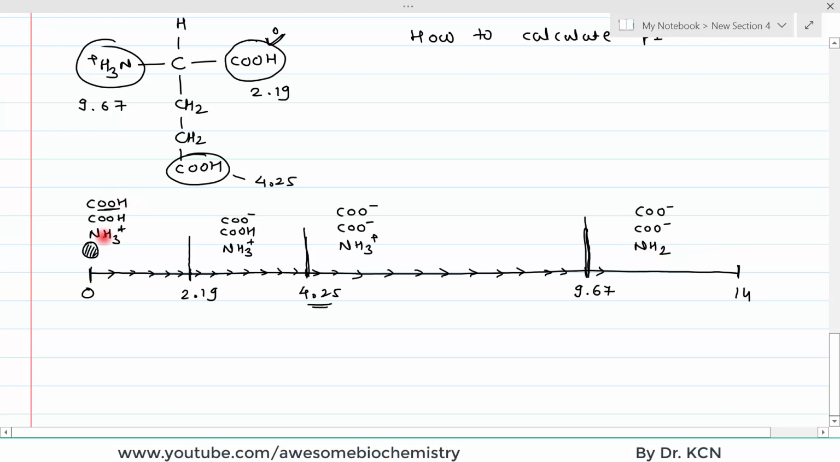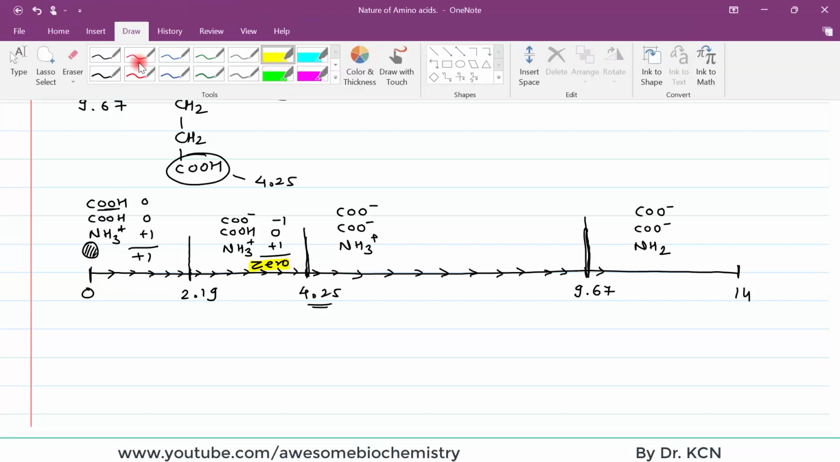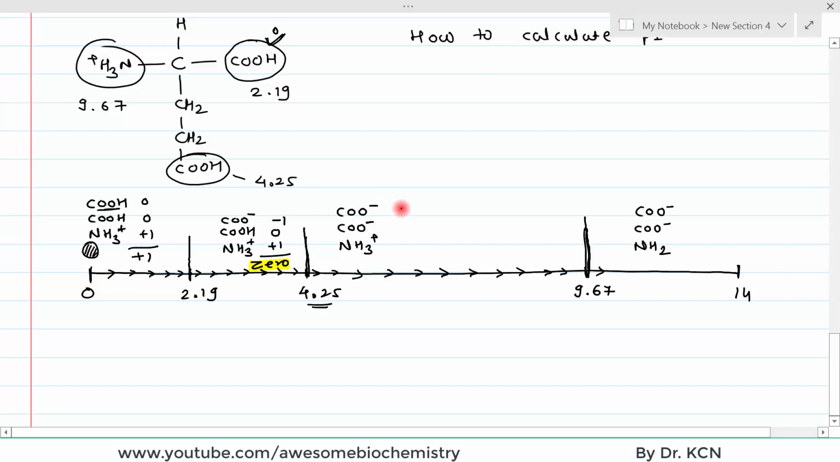Now, let us calculate the net charge. So, here 0, 0 and plus 1. So, net charge is plus 1. Here minus 1, then for this carboxyl group 0 and then plus 1. So, net charge is 0. Okay, this is important, so I will highlight it. Here minus 1, here minus 1 and this plus 1. So, we have net charge of minus 1. Here minus 1 and minus 1 and 0. So, net charge is minus 2.